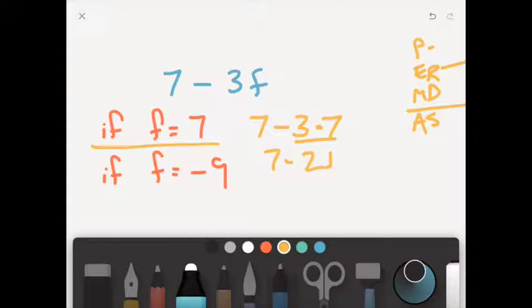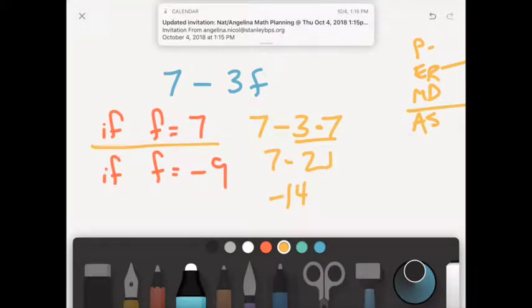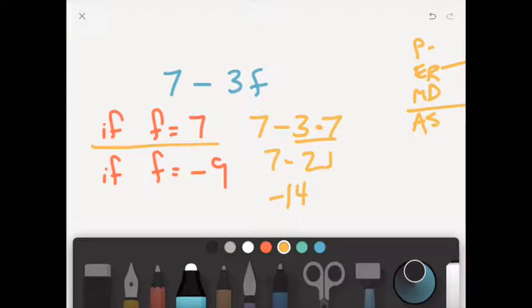3 times 7 is 21, and typically I'll just rewrite the rest exactly as I originally saw it. So 7 minus 21. Again, I have to follow my negative positive rules here. When I say 7 minus 21, I'm taking away more than there is, or I might think of it as I'm adding negative 21. I'm combining negative 21 and 7. So obviously there's more negatives, more being taken away. The difference between those is 14, and since more was coming out, I'll put a negative sign on there. So 7 minus 3f evaluates to negative 14 when f equals 7.